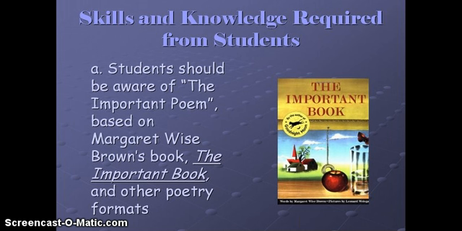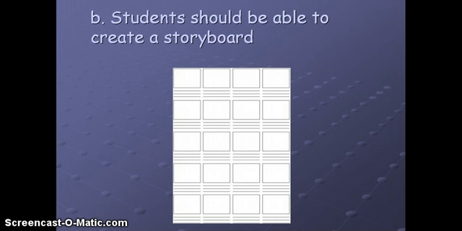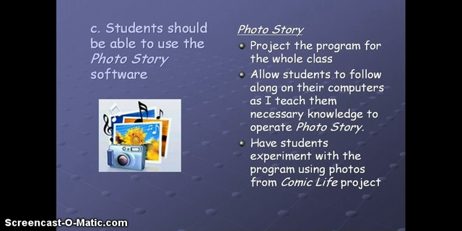Skills and knowledge required from students. First, students should be aware of the important poem format, which is based on Margaret Wise Brown's book, The Important Book. And they should also know other poetry formats that they previously learned in the classroom, since they have a choice of which one they want to use. Students should be able to create a storyboard. So again, they should know how to use it properly, be able to break down their poems and place them onto the storyboard in order.